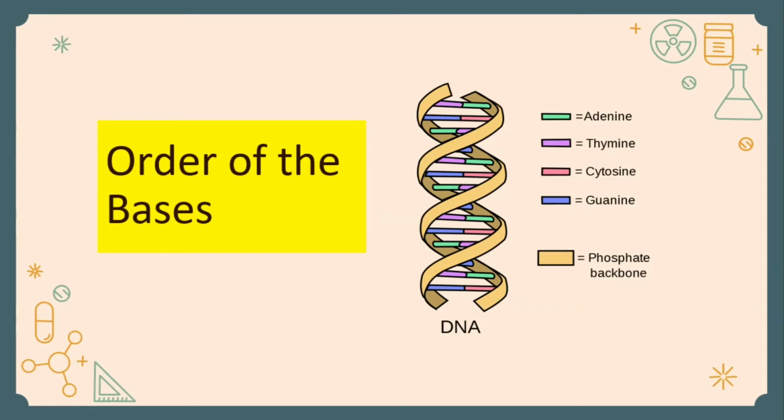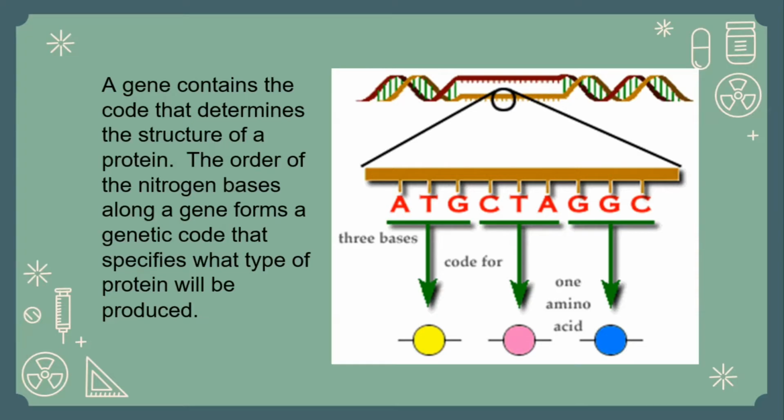Order of the bases. A gene contains the code that determines the structure of a protein. The order of the nitrogen bases along a gene forms a genetic code that specifies what type of protein will be produced. So this combination of the nitrogen bases forms a code, and they will know exactly what type of protein they should produce.